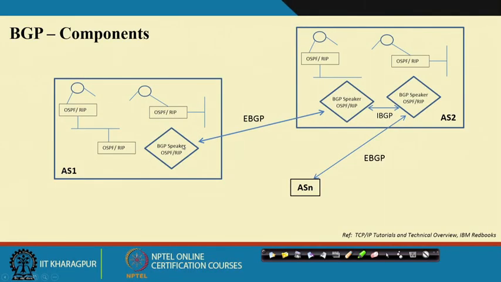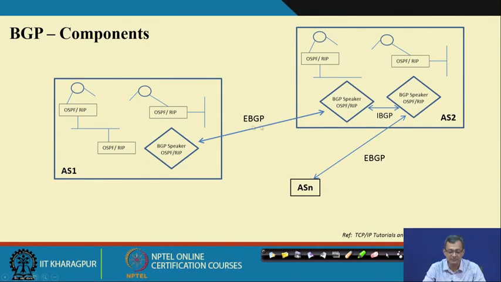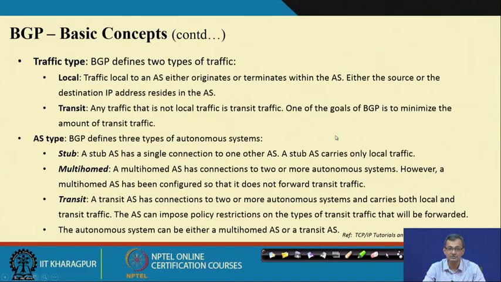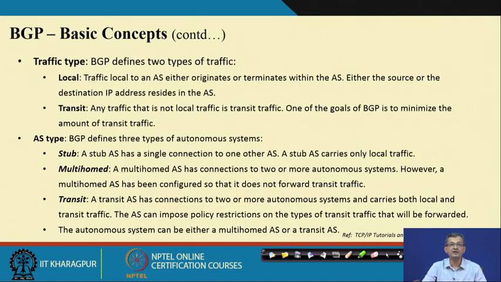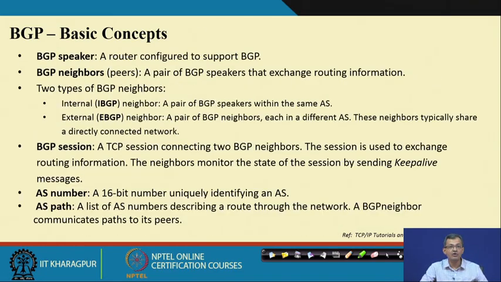Now, across autonomous systems we have the protocol called eBGP, and within the autonomous systems we have this protocol called iBGP. We will come to those things, right. So, let us look at some of the components.